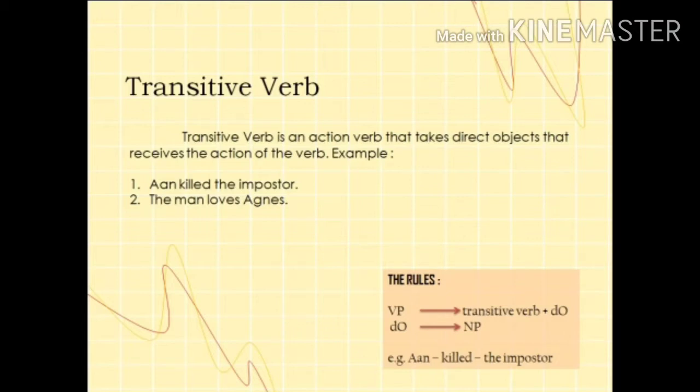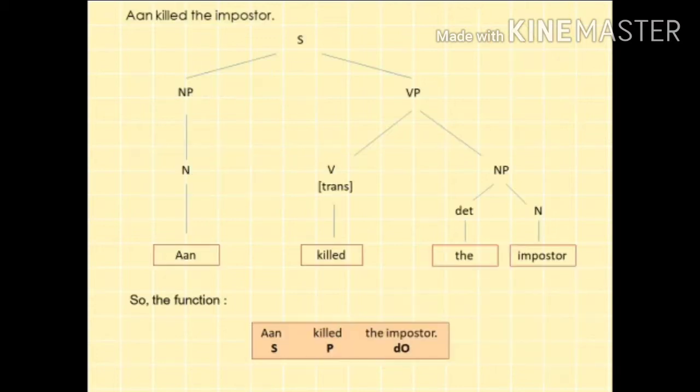Transitive verb has the rules. VP or a verb phrase consists of transitive verb plus DO or direct object, and DO or direct object consists of NP or noun phrase. For example, Aan killed the impostor. So, this is the tree diagram of transitive verb, which the sentence is Aan killed the impostor.